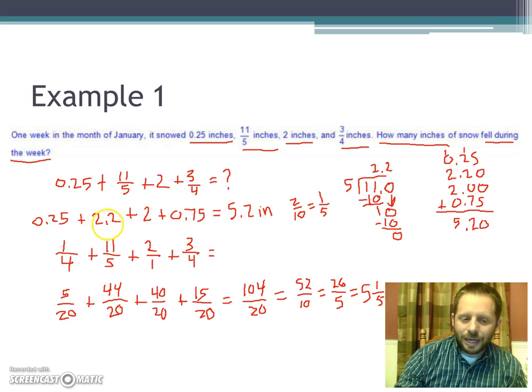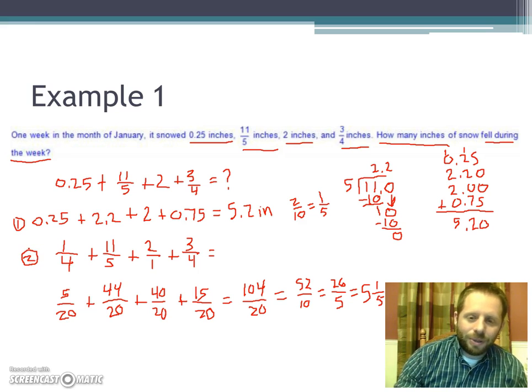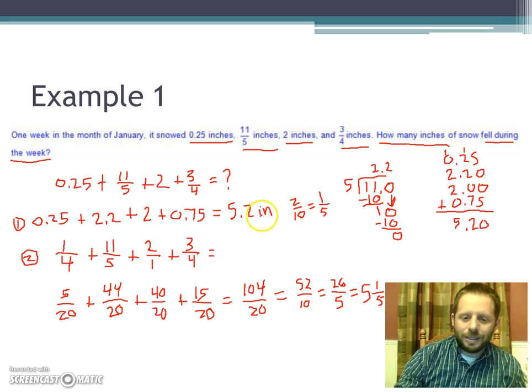So again, what you decide as far as your process, whether you go with process number 1 here, changing them all to decimals, or process number 2, changing them all to fractions, that's kind of up to you. It's kind of where your comfort level is. Which one do you prefer to add with? All right? But in the end, you wind up with the same result.